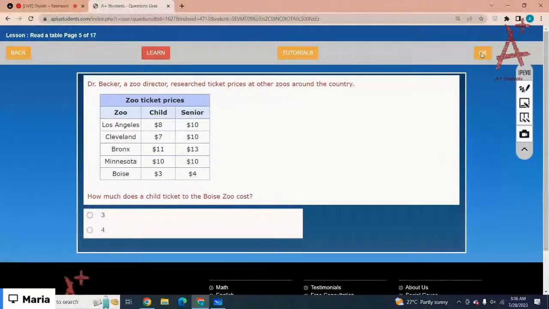Dr. Becker, a zoo director, researched ticket prices at zoos around the country. How much does a child ticket at the Boys Zoo cost? Okay, so here is the column for the child ticket. So the correct option is Boys Zoo costs $3 for a child. So the correct option is 3, right?